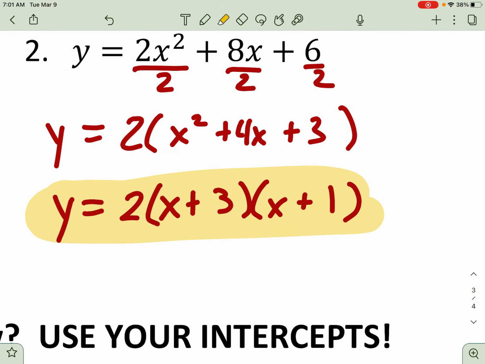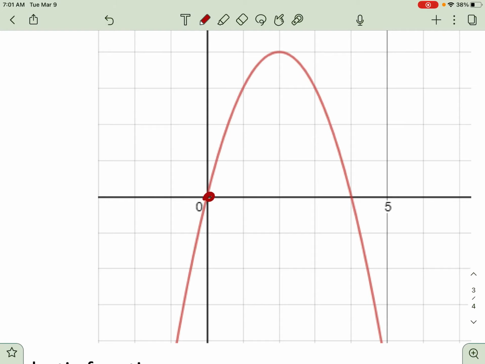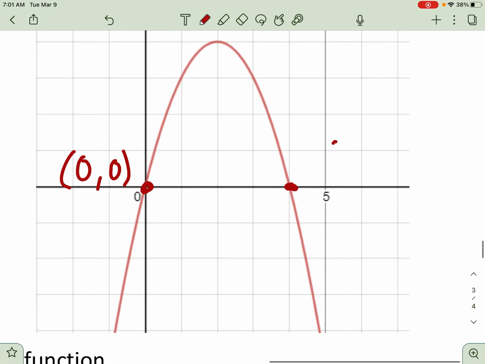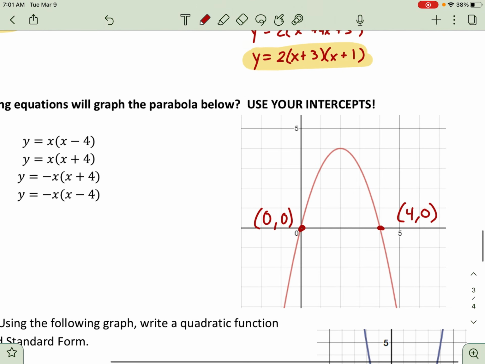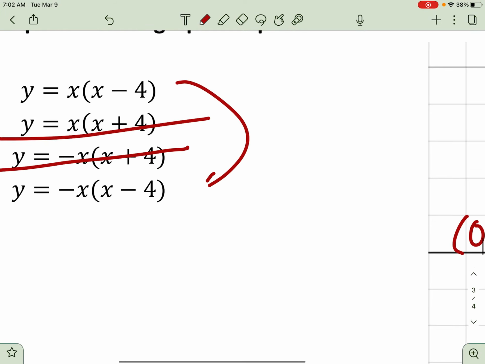Which of the following equations would graph the parabola below? Use your intercepts. Okay, so our intercepts here are 0, 0, and 4, 0. So which one of these would have those intercepts? Well, we know that it's positive 4 here, but in the equation it's got to be negative. So right off the bat, we know that these can't be it because they both have a positive 4, right? So it's got to be one of these two.